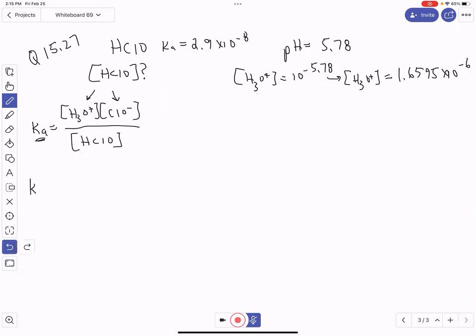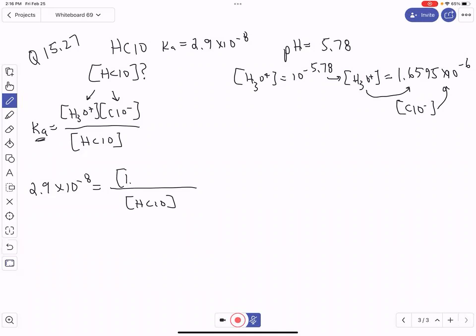So now to plug into our equilibrium expression, Ka was 2.9 times 10 to the minus 8. My hypochlorous acid, that's my unknown. This is my concentration of hydronium, but this is also equal to my concentration of the conjugate base, right? So I'm just going to say that concentration squared on top because I'm just multiplying both of those together. So that's squared.